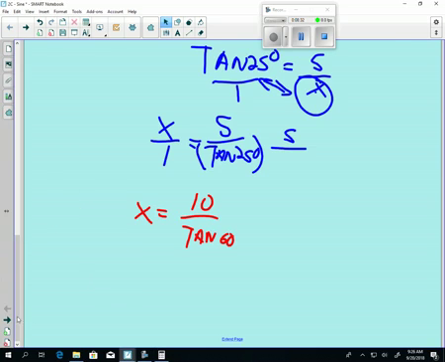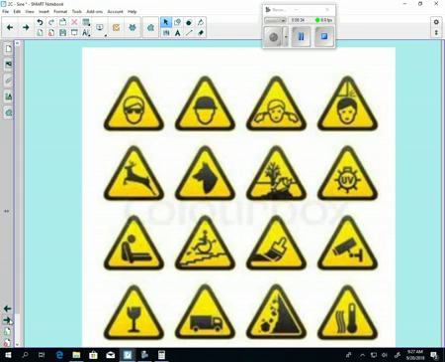Now, let's move on to signs. These are signs, not the same thing as a sine in trig. But you look at the signs. These are warning signs. What are they telling you to do there? What is that person wearing? Glasses. It's telling you you need sunglasses. Could be very bright. Or it could be safety glasses.